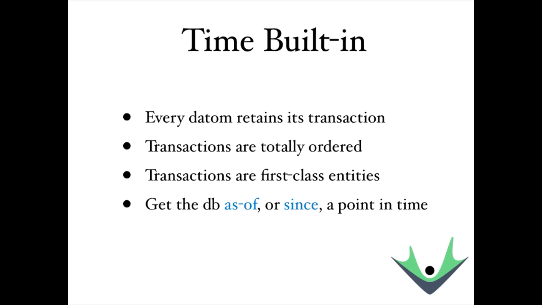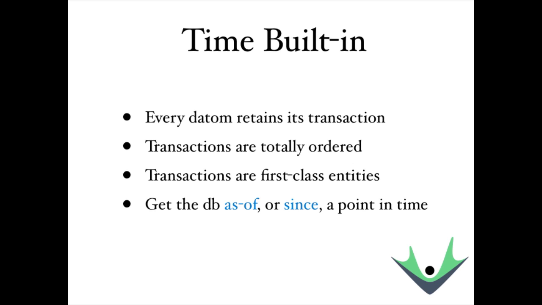Transactions themselves are first class. So a transaction is an entity like any other in the system, and you can record facts about transactions. So it's easy to record who entered a piece of data. When it came in is automatically recorded, as well as what its provenance is or any other kind of characteristics. You just make those facts about the transaction itself.